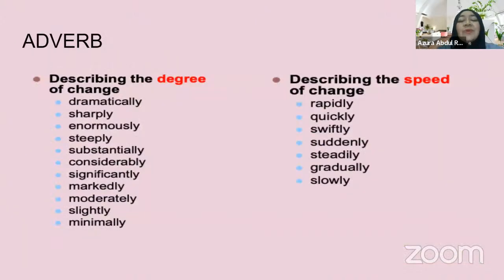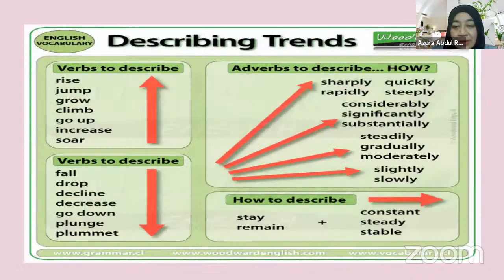All right, next one will be the adverbs. Okay, now when you're using adverbs to describe the degree of change, it will be dramatically. You put the ly: fell dramatically, rose sharply, increased enormously, steeply, substantially, considerably, significantly, markedly, moderately, slightly, and minimally. But when you're describing the speed of change, you put rapidly, quickly, swiftly, suddenly, steadily, gradually, and slowly.